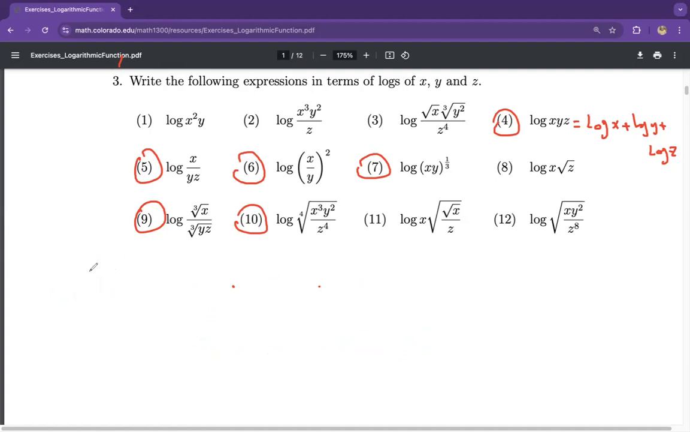Number 6, make sure you distribute the square in here and here. So this becomes log x squared over y squared. Also, you could bring the 2 to the front, so 2 log x over y, and then that would become 2 brackets log x minus log y, and then you distribute the 2. Or you could do this, which I'm doing right here. So that's log x squared minus log y squared. Bring the 2 to the front.